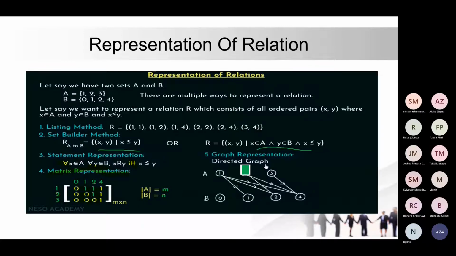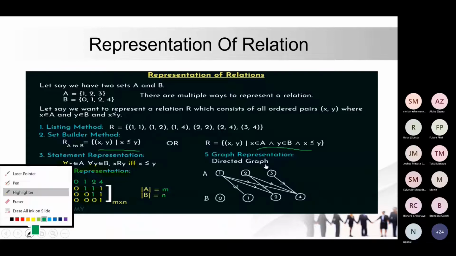I'm sure you see it, so please take note. I really wanted to discuss this topic, my matrix. So now let's look at the 5th representation, my relations. The 5th representation is called a directed graph. I'm sure we have seen it in one of our assignments.